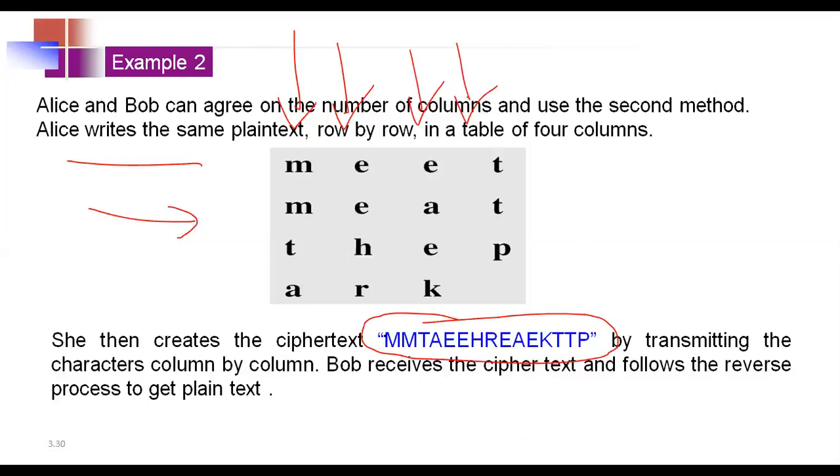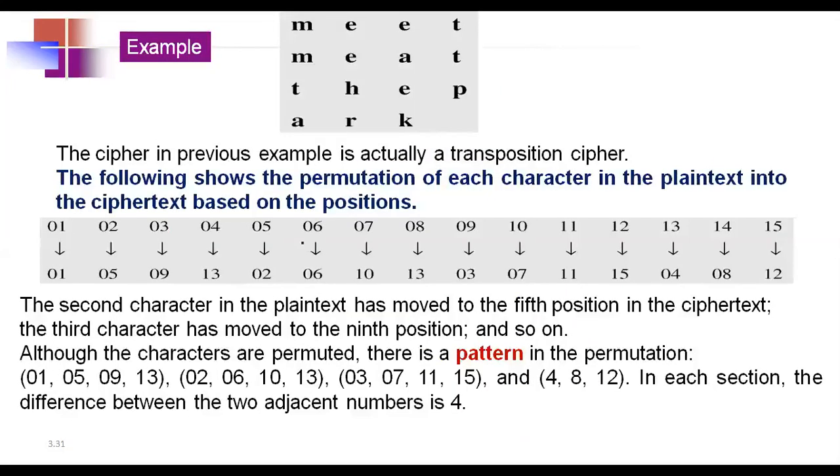That means he arranges these characters column-wise, but reads the characters row-wise. Then you will get the plain text. Now, see this example. The cipher in the previous example is actually a transposition cipher, no doubt. Here is one of the examples.